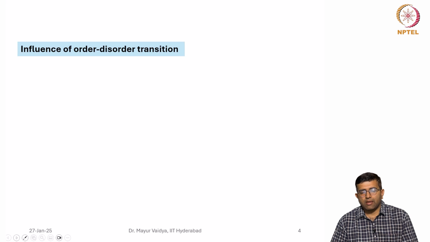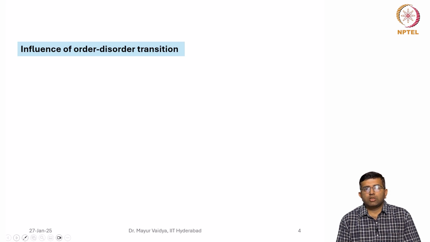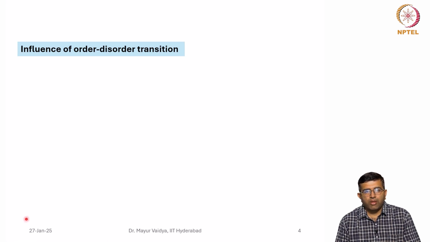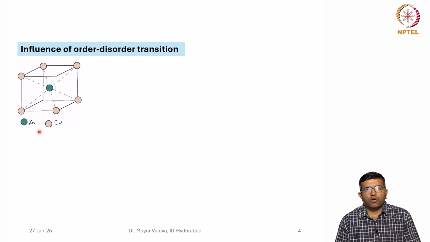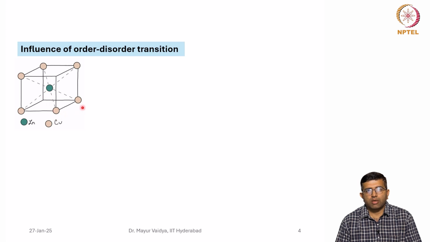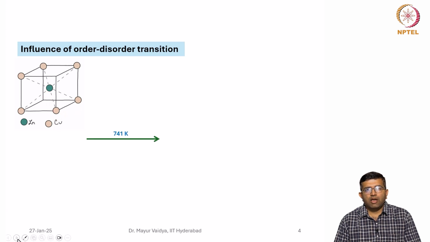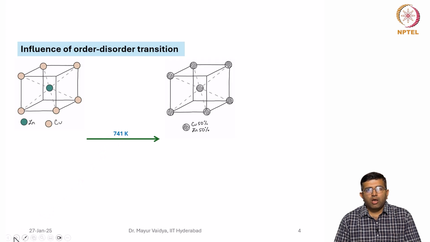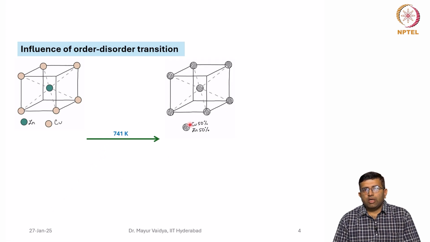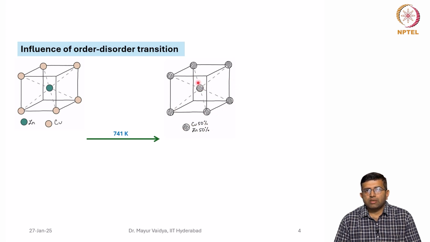One classic example is copper zinc, which undergoes an order disorder transition. For example, zinc occupies the body center and copper occupies the corner. It undergoes the order disorder transition around 741 Kelvin and becomes disordered. Here when we write 50%, that means there is a 50% chance for copper and zinc to occupy the body center as well as the corner atom. So, there is no preference once it becomes disordered.